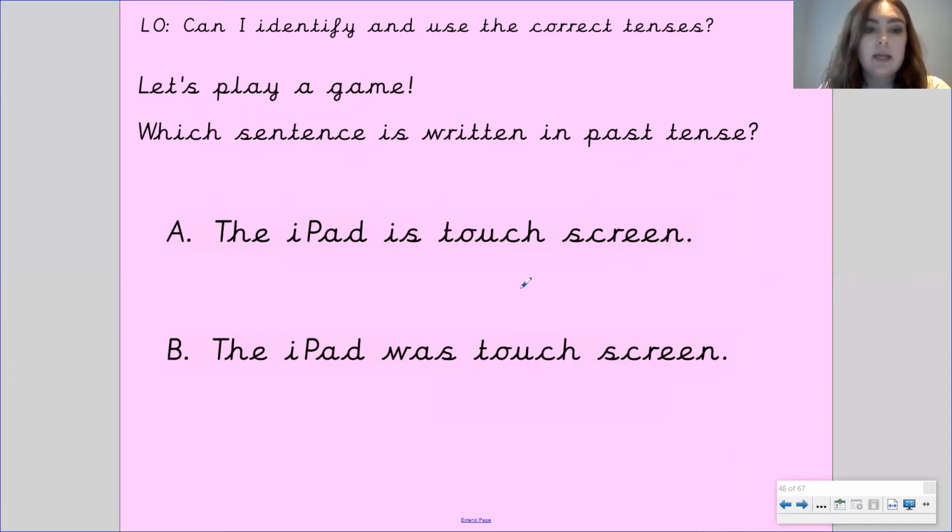Okay, the next one. A, the iPad is touchscreen. B, the iPad was touchscreen, which is our past tense. Pause the video to have a go. Okay, so this is a bit of a meaner one, but B is correct, and was is what's telling us that this is past tense.